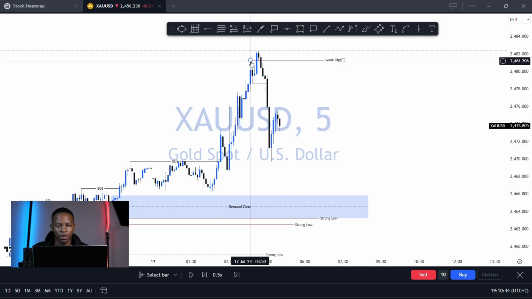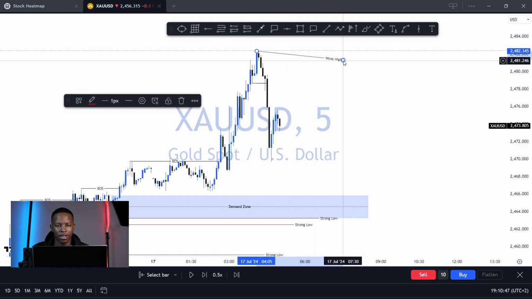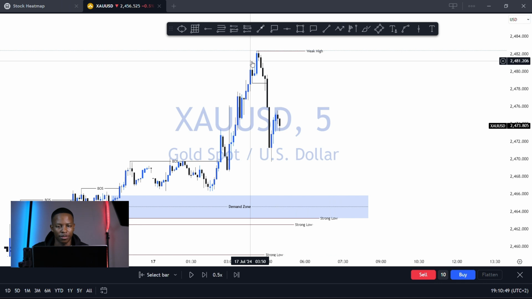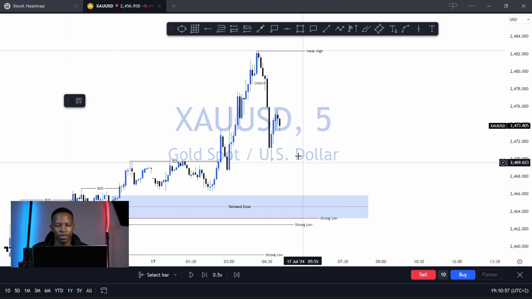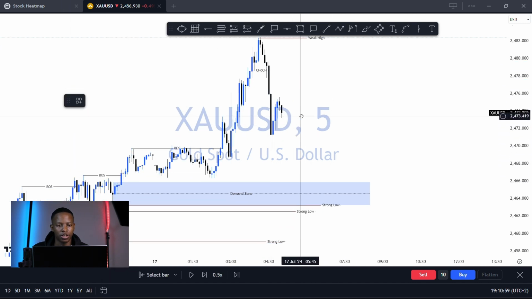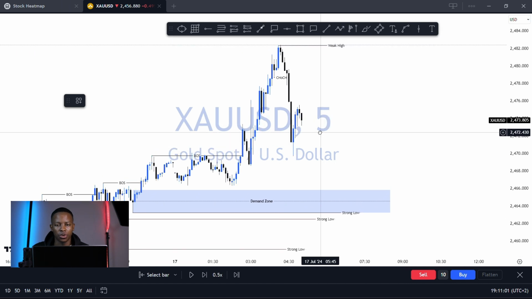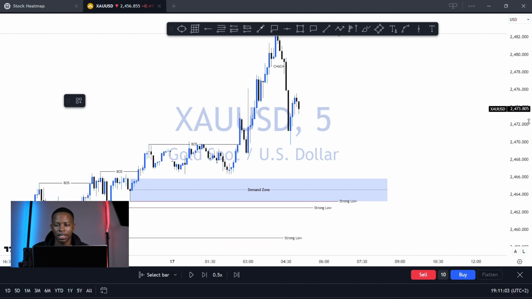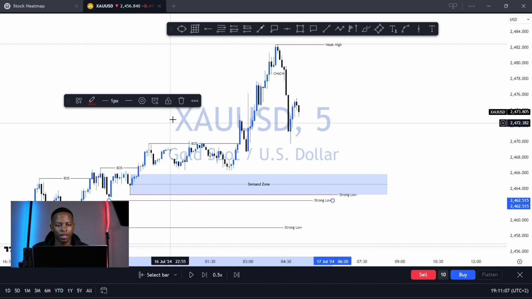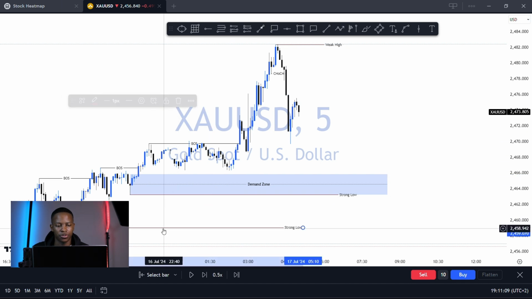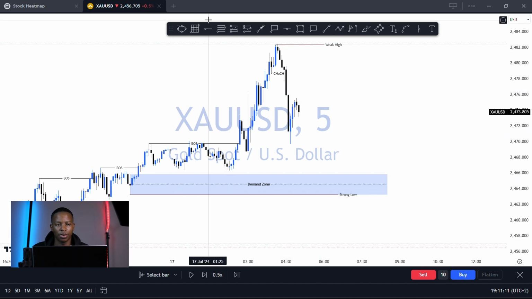Just like that. This is our weak high, and then again, as I explained, we have our break of structure, and now the pullback has taken place. As you can see, we have what we call a change of character right here. Price will be pulling back. Usually when price is like this, that is when I put out my premium and discount zones.